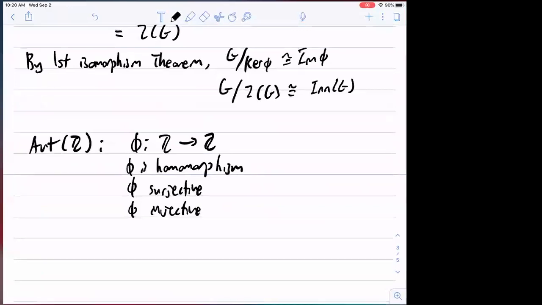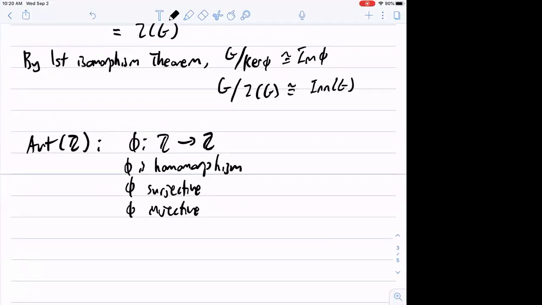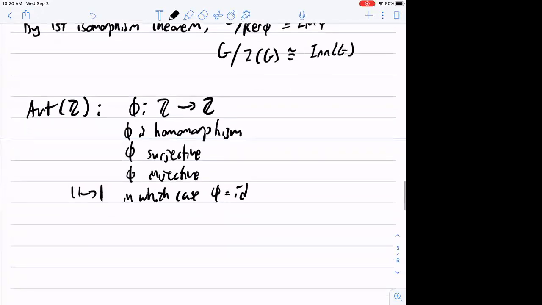So you have a map of cyclic groups, right? Everything is determined by where 1 goes. So you obviously have 1 goes to 1, in which case phi is the identity map. Because if 1 goes to 1, then 2 is 1 plus 1, so phi of 2 has to be phi of 1 plus phi of 1, which is 1 plus 1, so phi of 2 has to be 2, and so on and so forth. And that map is clearly injective and surjective.